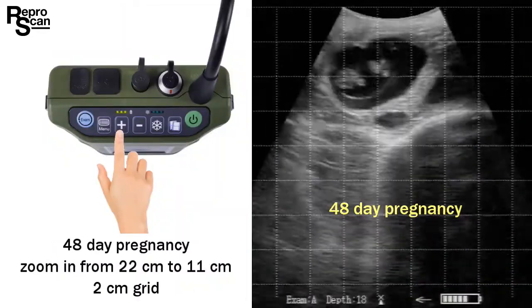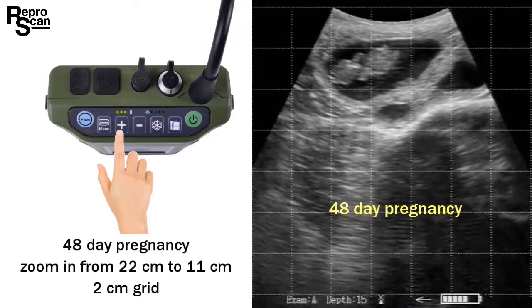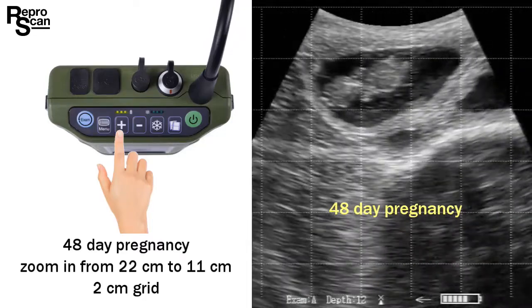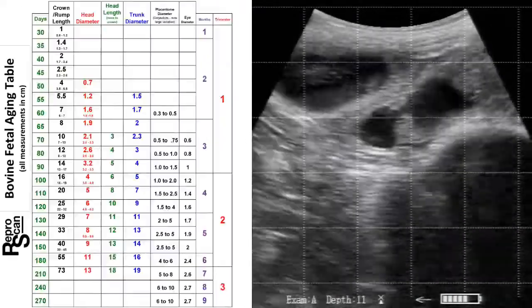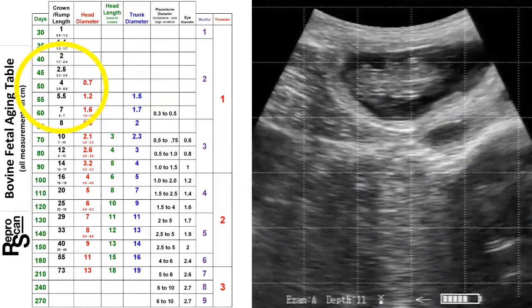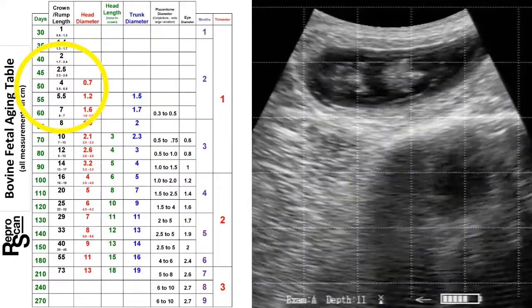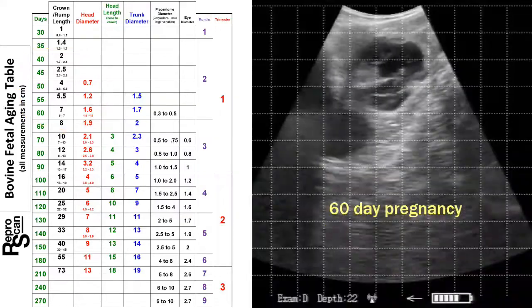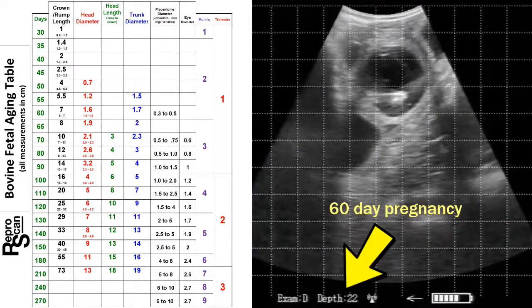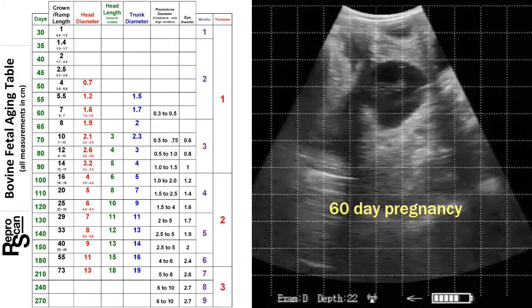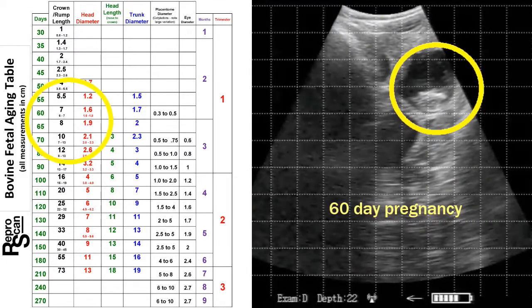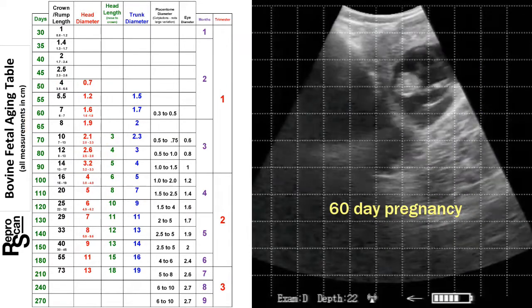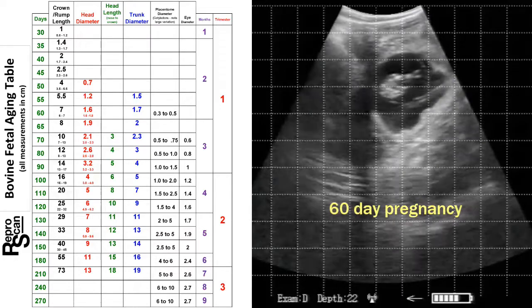We're using the XTC set at 22 centimeters initially for the depth setting, 2 centimeter grid. We're zooming in by pressing the plus button on the XTC to get a clearer view of that fetus. We're rolling across it. We're getting an estimated crown rump length of 2 squares. 48 days. On to a 60-day pregnancy, 22 centimeter depth, rolling across, freezing on the head less than 1 square, so less than 2 centimeters, reconfirming a 60-day pregnancy.